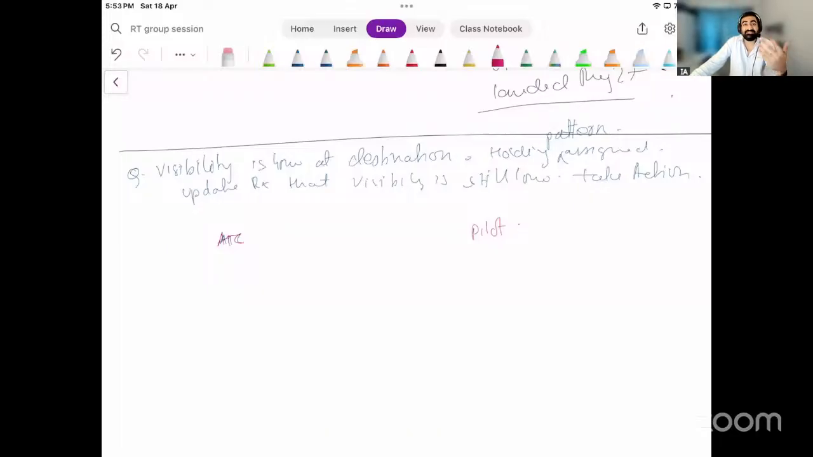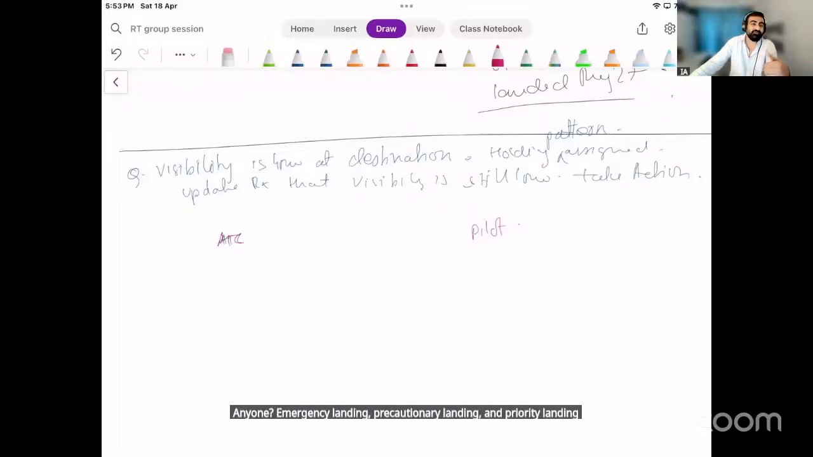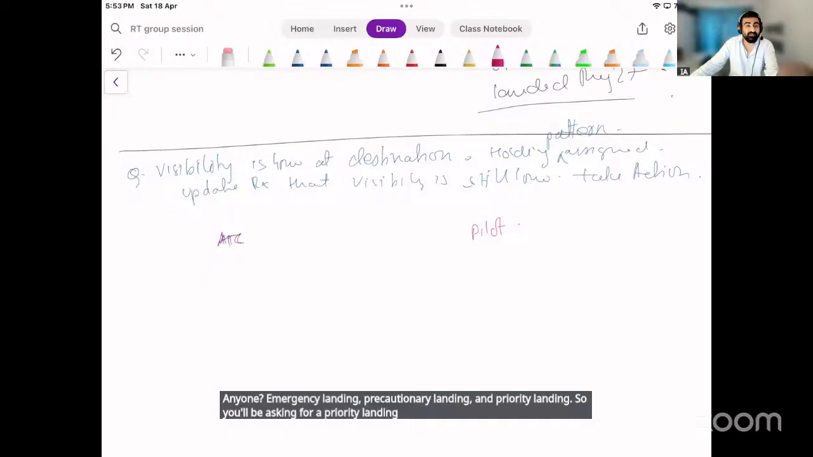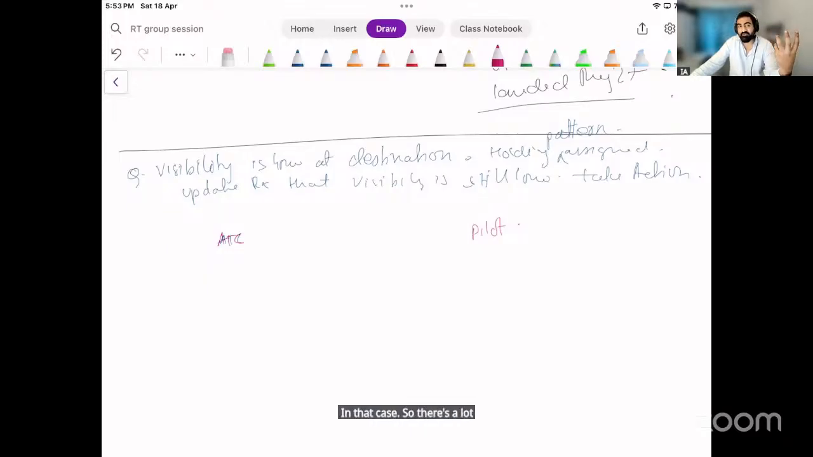Anyone? Emergency landing, precautionary landing, and priority landing. So you'll be asking for a priority landing in that case. So there's a lot to think. Always think everything and then take your call and you'll be sorted. So think a little more, think about safety, and landing. These are the various possibilities that we could have.